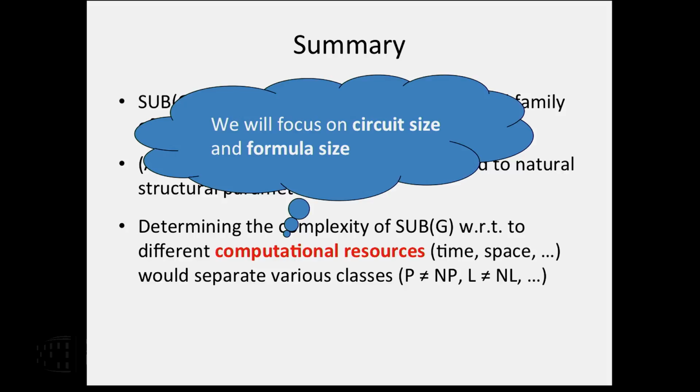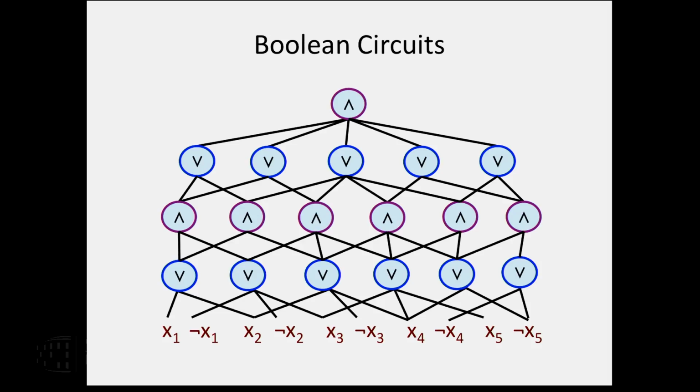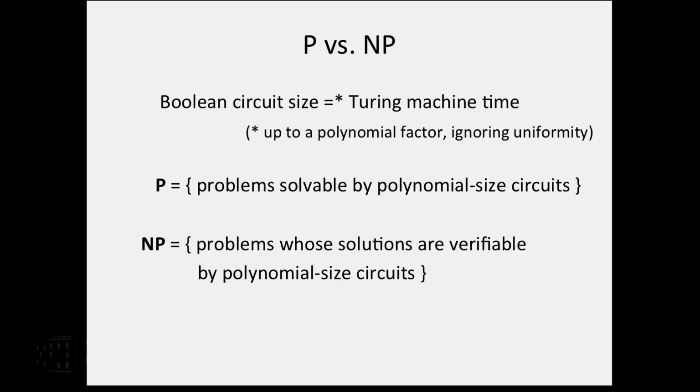Of course there are many computational resources that one could consider, and so for the rest of this talk, I'm going to focus on circuit size and formula size. The next slides will give a sort of overview of circuit complexity. So, Boolean circuits and formulas. By Boolean circuit, I mean we have AND, OR, and NOT gates, without loss of generality nicely layered like this, and we have our inputs at the bottom and negations as well.